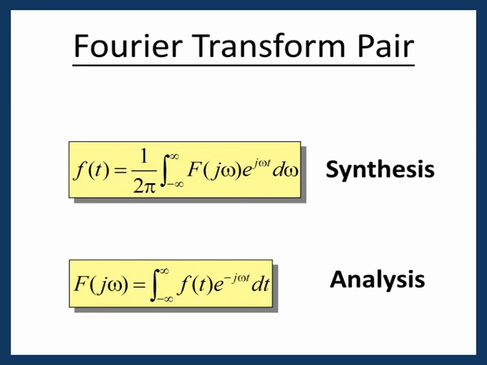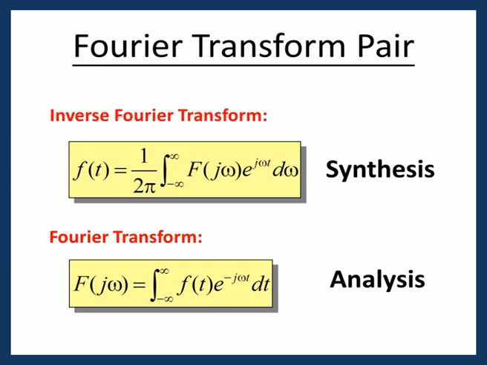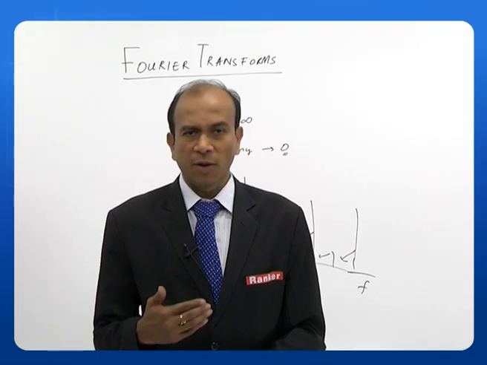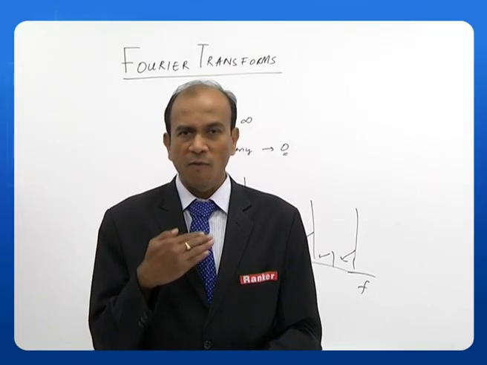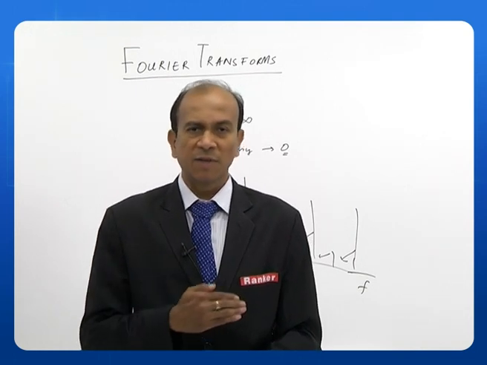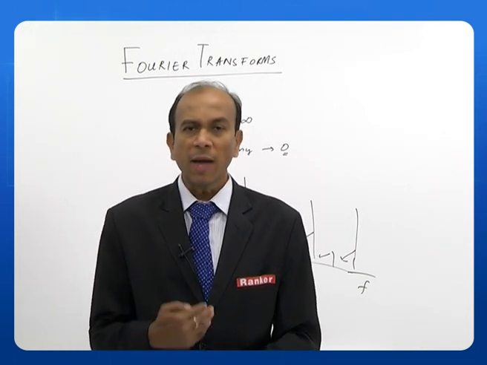So, if a time domain signal is given and I calculate the frequency domain, it is called a Fourier transform. And when a frequency domain signal is given and I calculate the time domain signal from the given frequency domain signal, it is called an inverse Fourier transform. So, these two are what we have seen earlier also. We have a Fourier transform, then we have an inverse Fourier transform. So, these two form a pair.